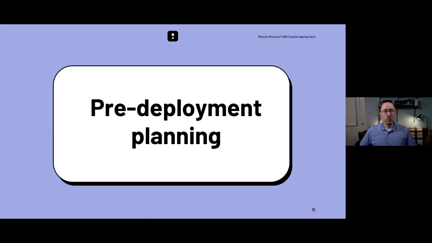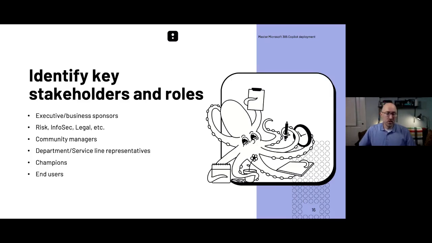So as we move into the pre-deployment planning, these are the things that we need to think about before we actually give licenses to people and get this out into the organization. So the first thing you're going to want to do is identify who your key stakeholders and the roles are going to be. You do need an executive sponsor or sponsors for this so that you can get top-down buy-in for this initiative in your organization. That's also going to help you to establish some governance and some guidelines that are going to be really important for using this moving forward.